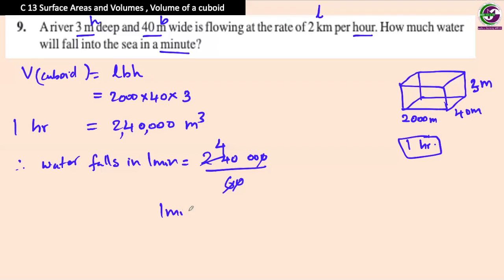So 1 minute will give us 4,000 meter cube of water, which is also equal to liters of water. This is the amount of water that the river can hold in 1 minute for this given distance.